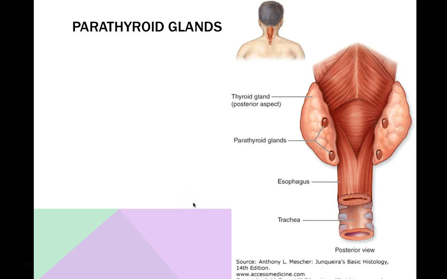So now let's talk about the parathyroid glands, which we will find on the posterior aspect of the thyroid gland. This is a posterior view, so what you're looking at is the esophagus inferiorly, but superiorly this would be your pharynx. And so the thyroid gland wraps around that pharynx, and posteriorly we will find the parathyroid glands.